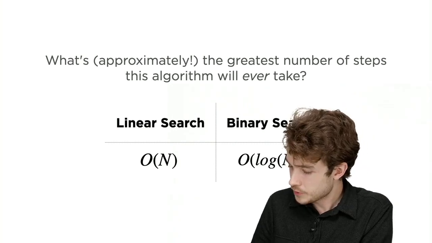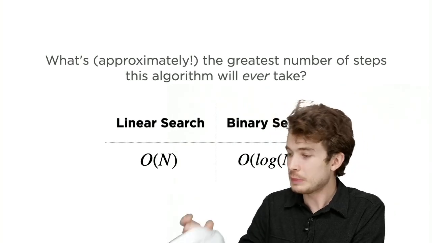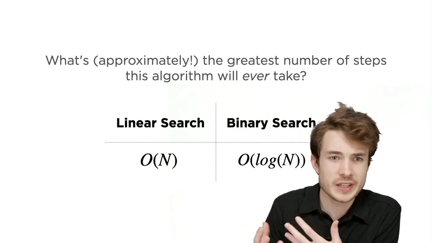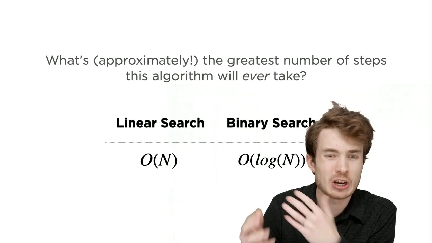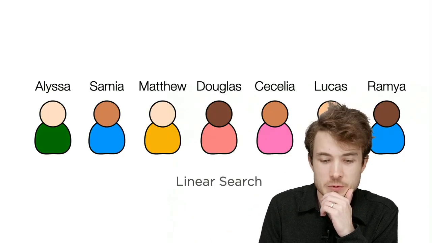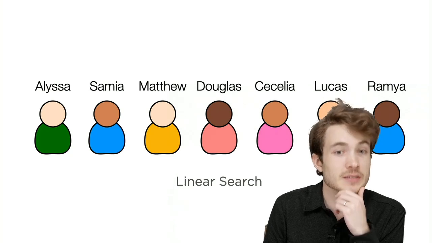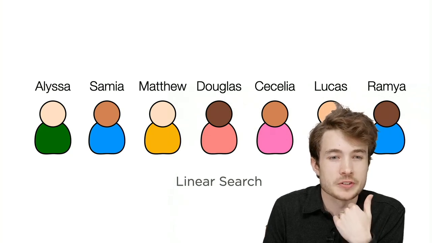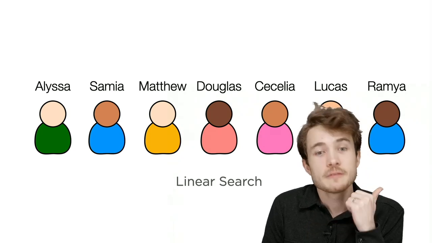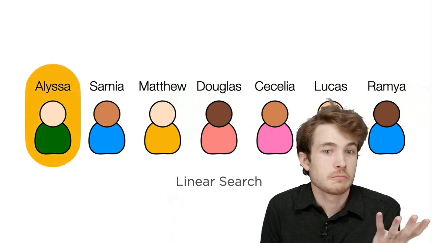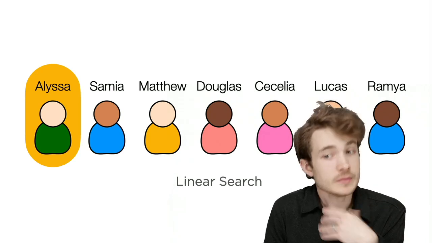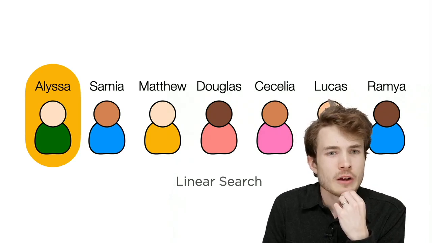Okay. So let's keep going, and let's think about a different kind of scenario. Here we're talking about the worst case, the greatest number of steps our algorithm will ever take. But there's some other case too. So let's consider this one, where we're still trying to find Alyssa, and we're using linear search. Let's say it just so happens that Alyssa is the very first person we find. How many steps would that take? Well, just 1, right?